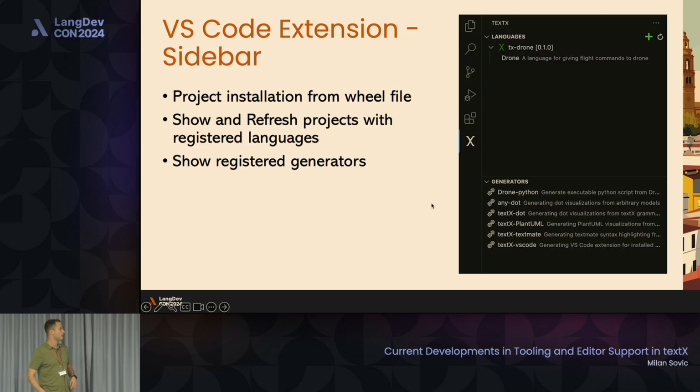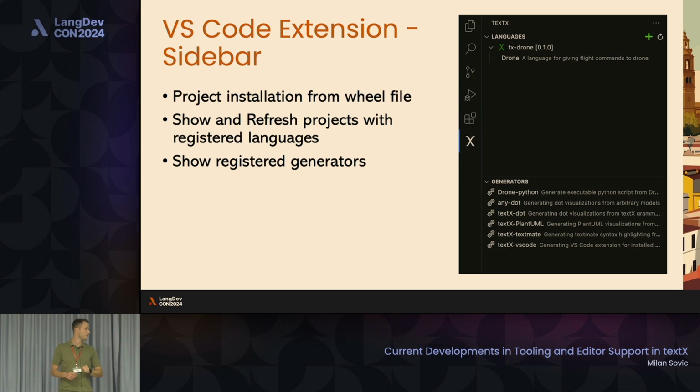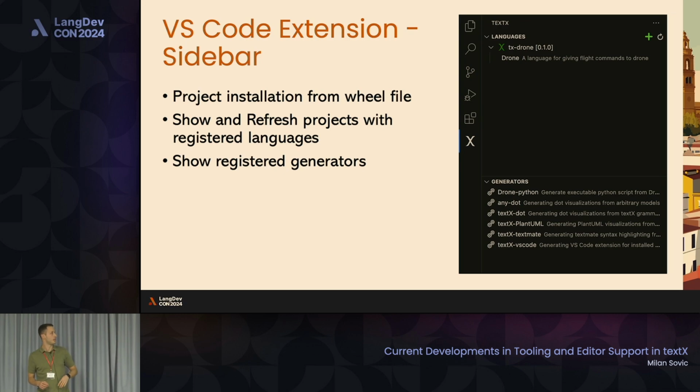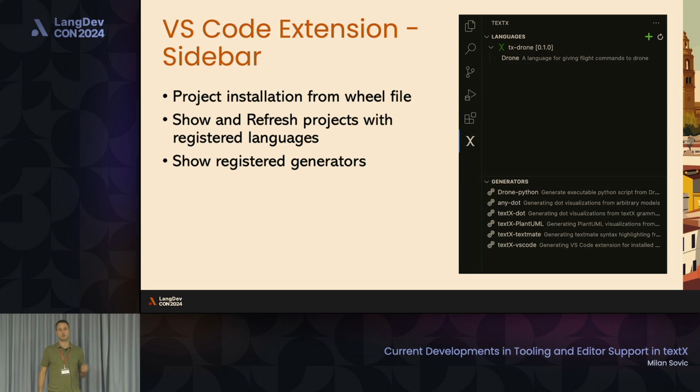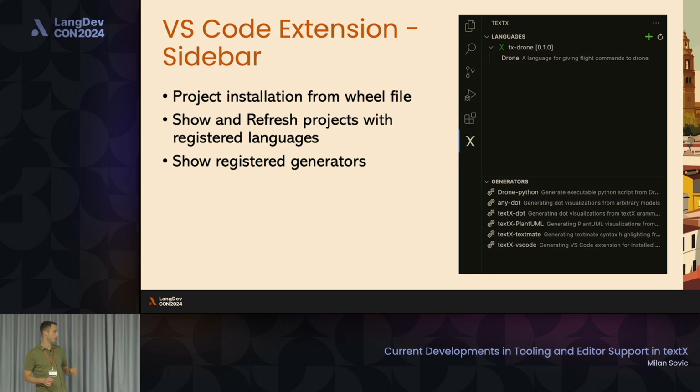So after installing it, there will be a new option in the sidebar with an X icon, and there will be two sections. One is listing the projects with the registered languages, and the bottom one lists all the generators. It is also possible to install the project by providing a VSIX file by clicking on the green button at the top.